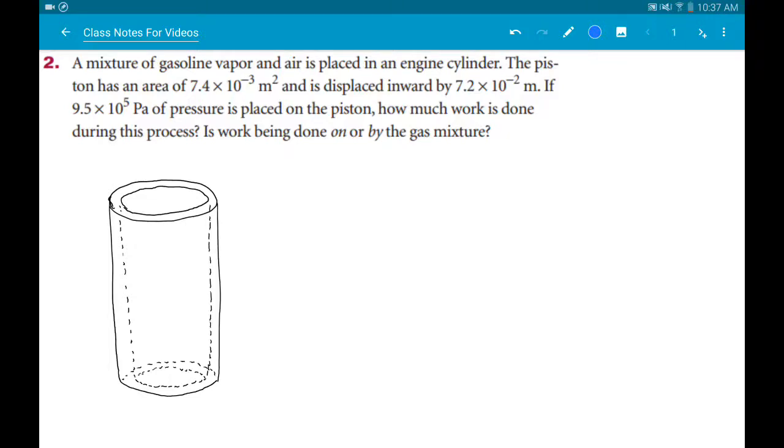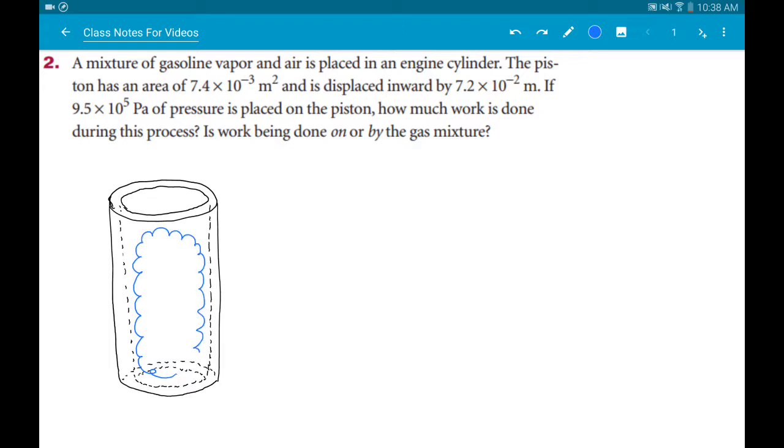Okay, so for this section, we are going to be looking at section review number 2, and the problem says a mixture of gasoline vapor and air is placed in an engine cylinder. Just like a car engine cylinder, we have some amount of air and fuel mixture in here, and I'm drawing it kind of cartoony just for simplicity.